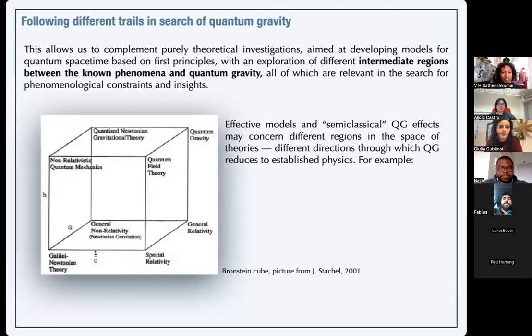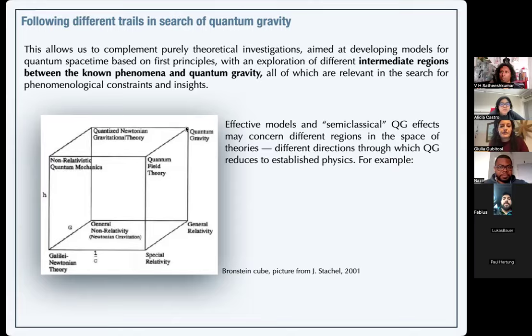And a last remark I want to make before showing some concrete examples of these models is the fact that, we said that testing quantum gravity directly is hard. So here we have the cube of theories of nature. Each side is related to one of the fundamental constants. For example, you turn on the speed of light and you go from the Galilean theory to special relativity. You turn on h bar and from special relativity you go to quantum field theory. Or you turn on G, Newton's constant, and you go from special relativity to general relativity. Then quantum gravity is in this corner where you have all three constants relevant.